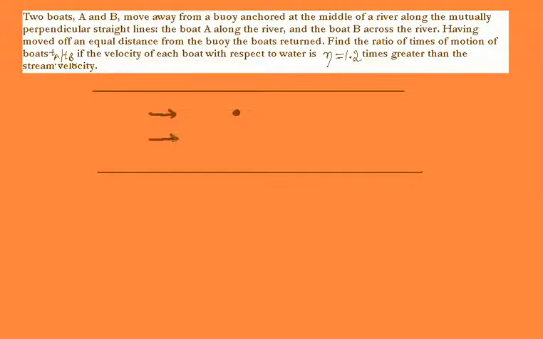Okay, so let this be the direction of the flow of the river, and let the velocity of the river be Vr. Away from this buoy we have two boats which are moving, one in the direction of the river, with velocity of the boat v, and this particular boat is A. Another one is moving in the direction perpendicular to the direction of the river. Let the velocity of this be the same, which is Vb, and the boat here is B. We have been asked to calculate the time that it takes for both the boats to reach a distance x away from the buoy.